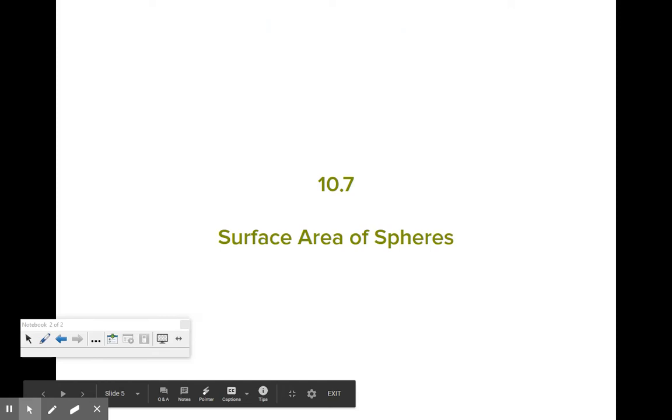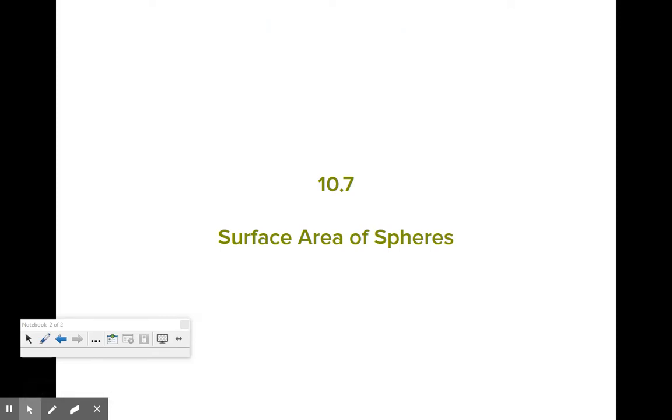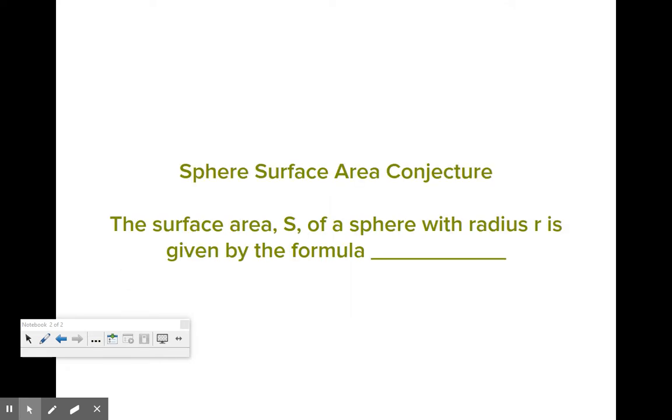All right, today we are going to talk about surface area of spheres. You just got done talking about volume of spheres, so we are going to move on to what surface area looks like in a sphere. First things first, we need to write down the formula, the conjecture for surface area for a sphere.